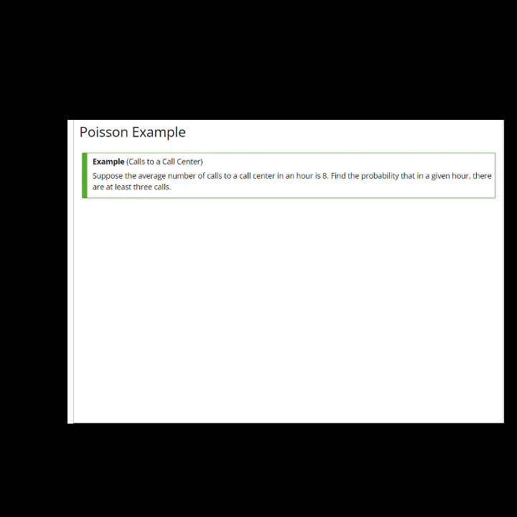Here's an example. Calls to a call center. Suppose the average number of calls to a call center in an hour is 8. Find the probability that in a given hour, there are at least 3 calls. The random variable of interest here, let's call it x, is the number of calls in a 1-hour period.